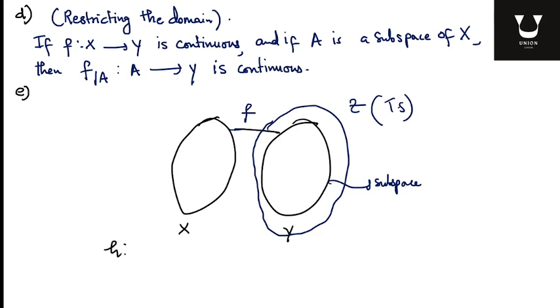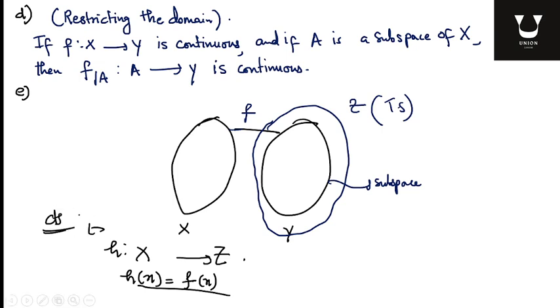So we are just defining a new map H from Y to Z such that H of X is equal to F of X. Then this function is also going to be continuous. This is the second part of the theorem.